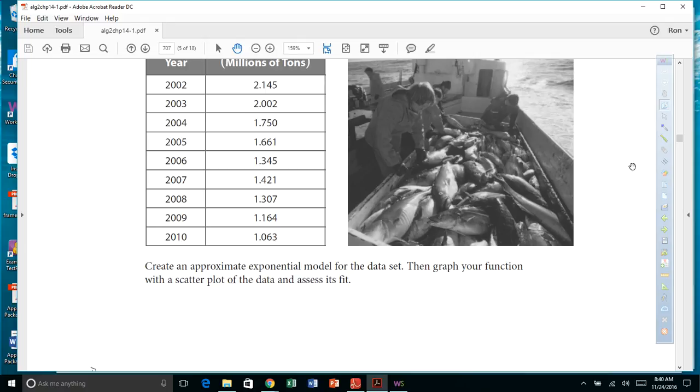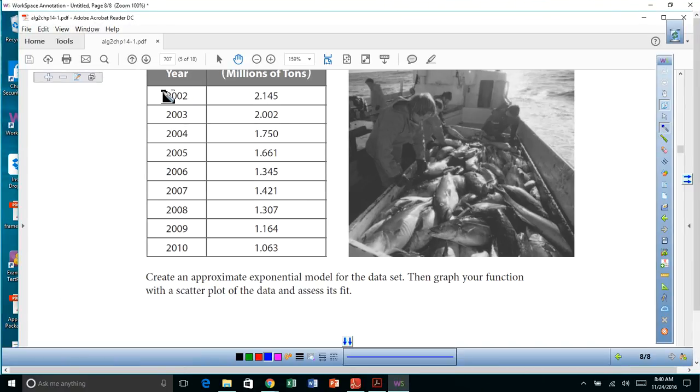Well, let's see here. I'm going to rename these 0, 1, 2, 3, 4, 5, 6, 7, 8. Okay. So my f of 0 equals a, which equals 2.145. All right. Now I need to approximate b.